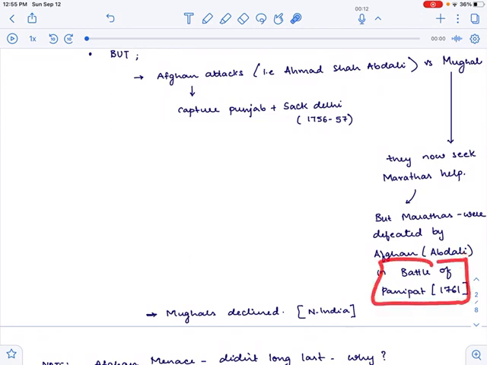So in the Battle of Panipat that happened in the year 1761, it was the Marathas who got defeated and the Afghans who won the battle. So with this, we can say that the Mughals did decline in the northern part of India.